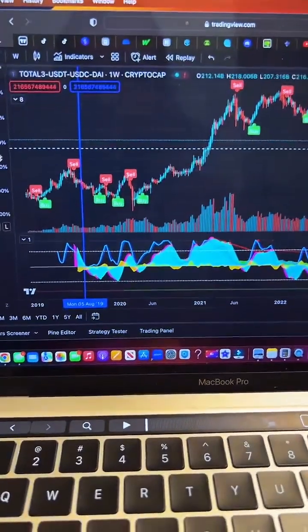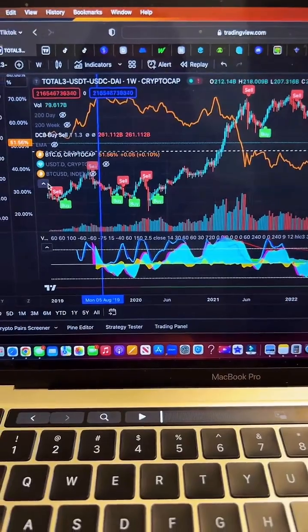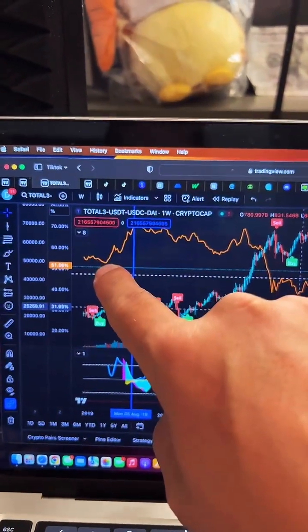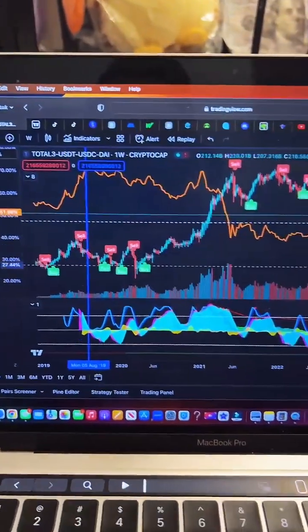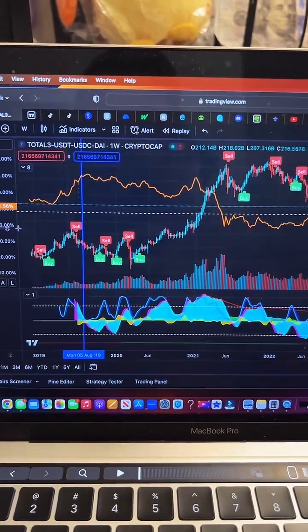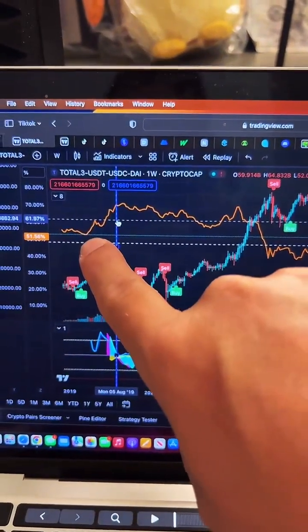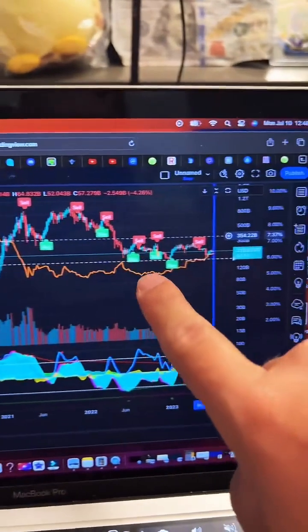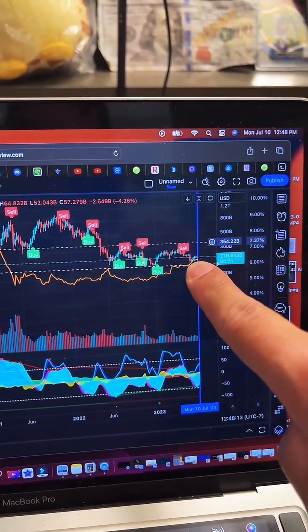Let's add more to the puzzle. Let's add Bitcoin dominance. Bitcoin dominance means what percentage of the total crypto market cap does Bitcoin eat up? Well, look at this. Bitcoin dominance was on a big rise. Kind of three for three so far, aren't we?